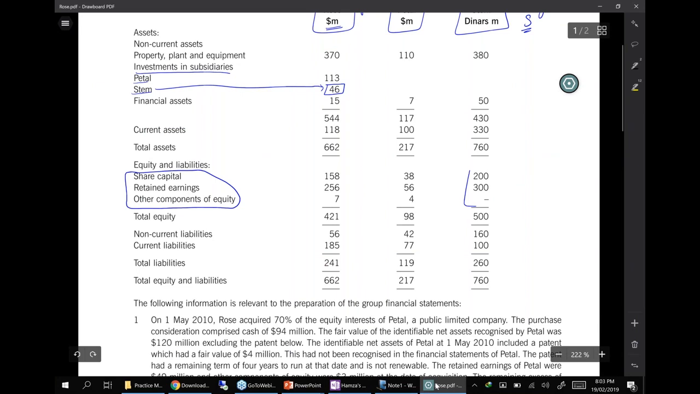Harsh is asking what is at balance sheet. Harsh, you are going to understand this.